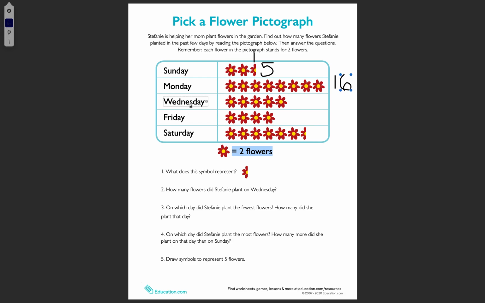All right, Wednesday. Why don't you count and then I'll count and we'll see if we get the same answer. What did you get? I got 10. Let me show you how I got that. 2, 4, 6, 8, 10. Did you get 10? Amazing job if you did. If not, try recounting and see if you get the correct answer.